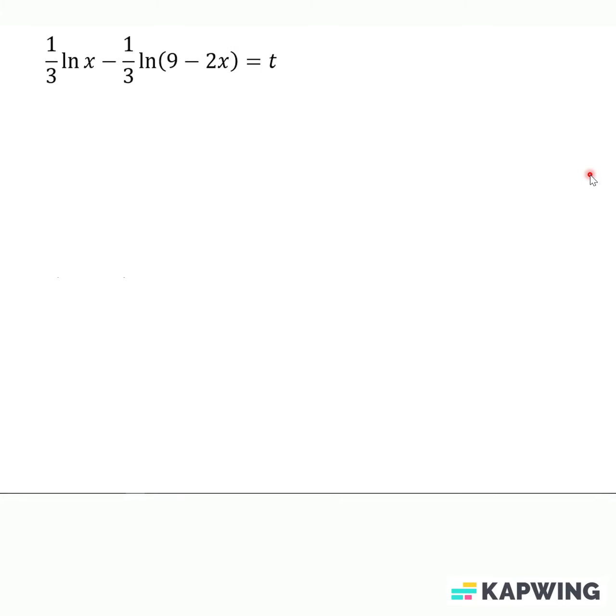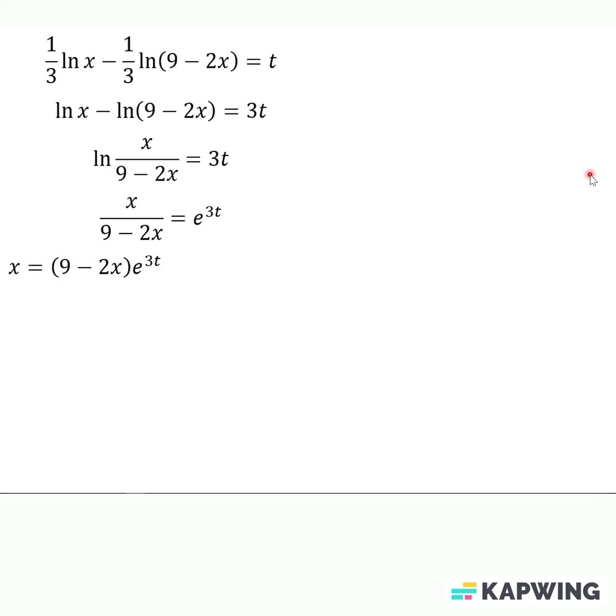So it's my sort of general solution, but it wants it in the form x equals. So I've got to rearrange it so it says x equals. Multiplying through by 3 first of all, and then using my log rules, get those x's together because I want to get rid of the ln's. So I'll get x over 9 minus 2x is e to the 3t.